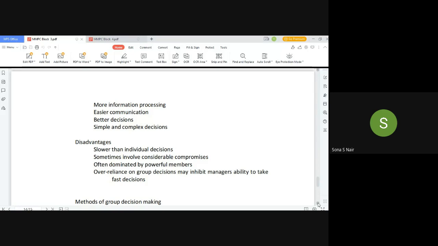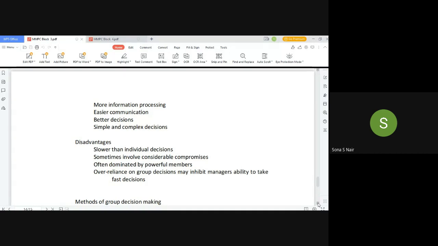Okay. What are the disadvantages of a group decision? Definitely there can be some, everything has its own disadvantages and advantages. A group decision is slower because there are a lot of people involved. Sometimes it can involve compromises. The group can get together and make some compromises after mutual discussion. Sometimes group decisions are dominated by powerful members. If there is a boss or a superior or someone who has more authority, maybe conferred authority or otherwise more expertise, that person can dominate the group and tweak the decisions.